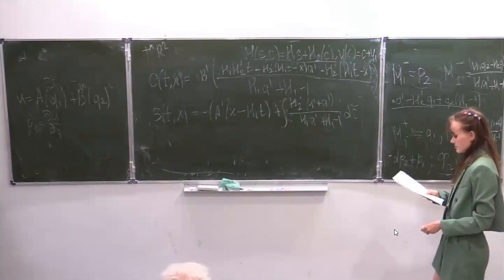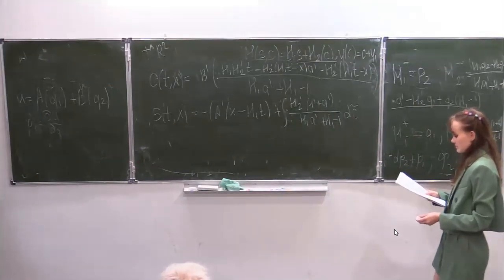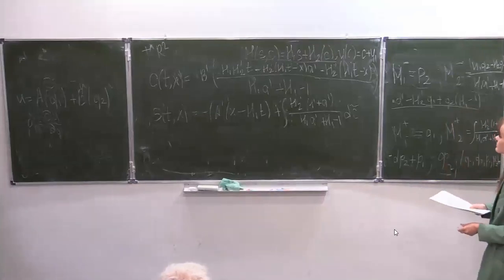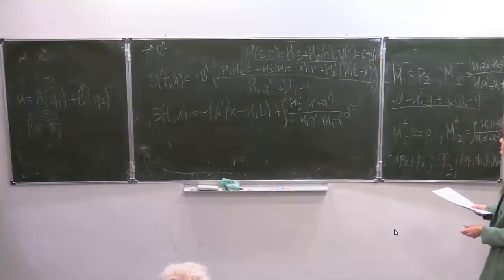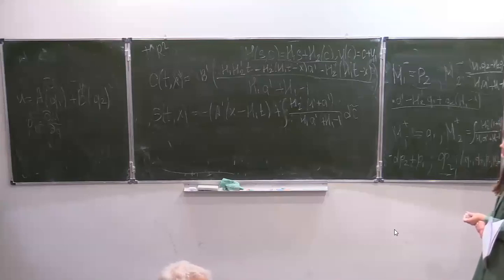H1 prime by H2. H2 is a constant. Listen, H2 prime is 0. So this integral is constant. We say S of x is just an arbitrary function of x minus constant multiplied by. As far as I understand, we have to integrate zero.